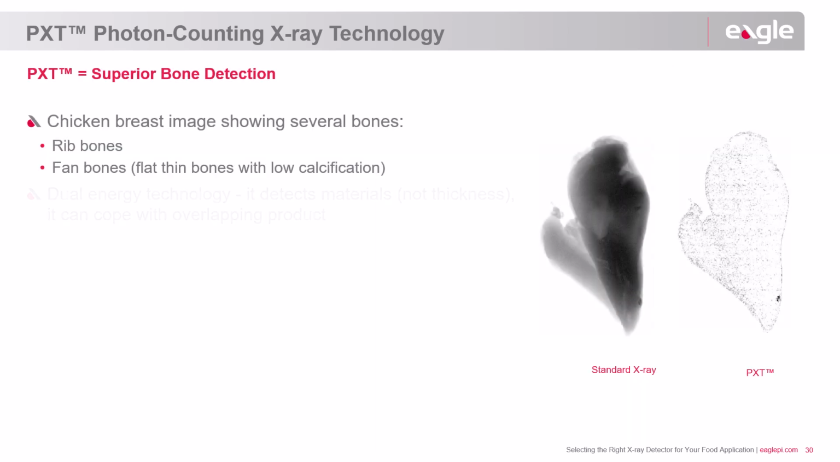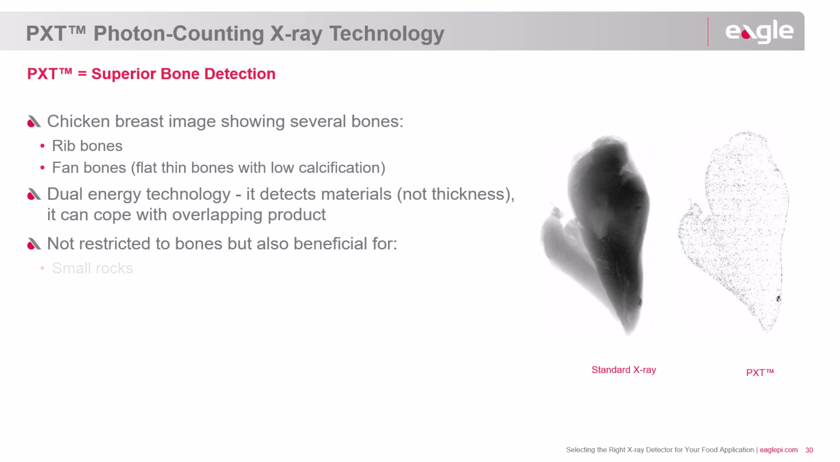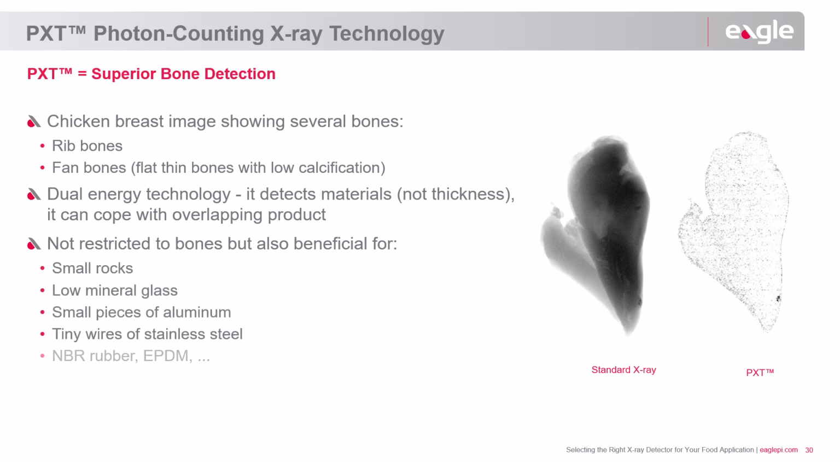Inspecting chicken breasts presents unique challenges due to the presence of calcified bones and varying tissue densities. Traditional X-ray systems require high power levels to achieve the necessary image clarity for detecting contaminants and bones, which often leads to quick burnout of the X-ray tubes, making the inspection process costly and inefficient.